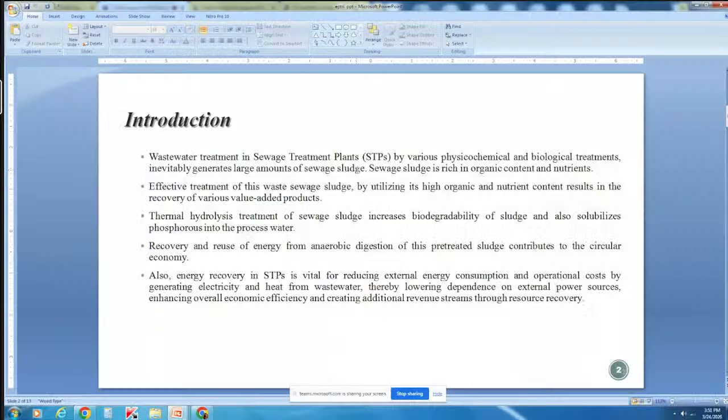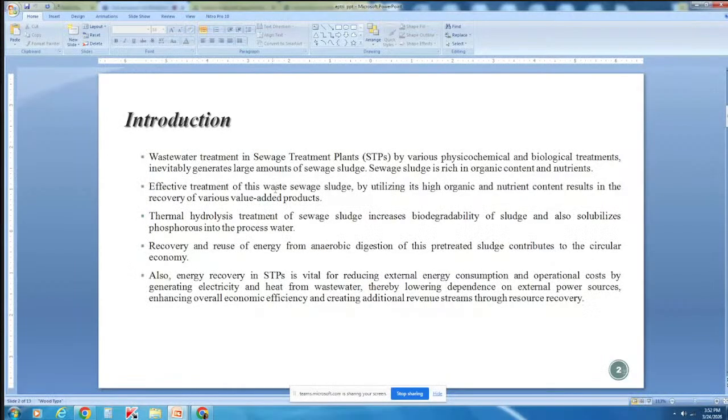With raw sewage sludge, when you do anaerobic digestion, it is not easily degradable, so the raw sludge gives minimal energy. So how do we improve the energy recovery from the sewage sludge with a prior treatment? This topic deals with a thermal hydrolysis process.